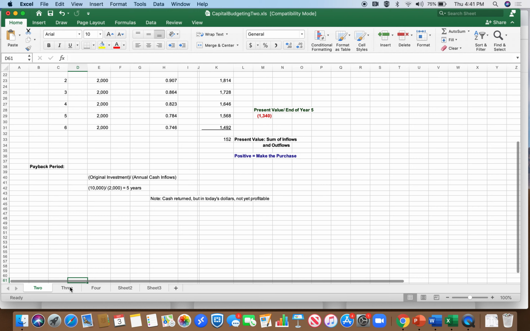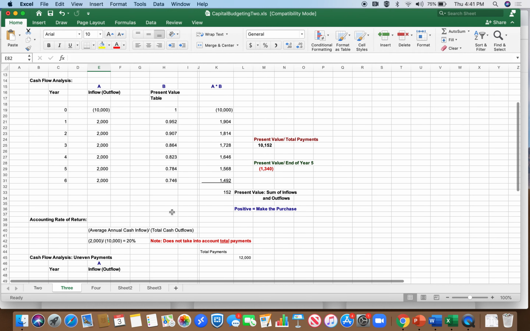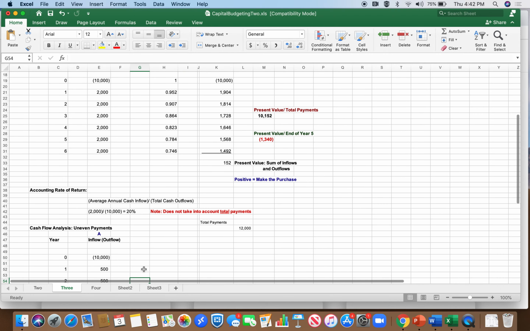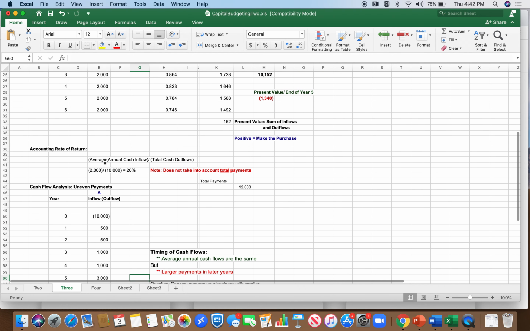So that's an important point on payback period. A couple other things I wanted to pick up on this tab. Another term is accounting rate of return, which essentially flips the ratio. We take average annual cash inflow, $2,000, divided by the total cash outflow, $10,000, and we get a 20% accounting rate of return. But again, this does not adjust for present value.